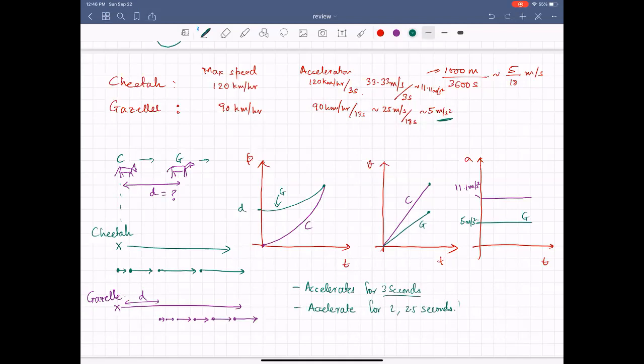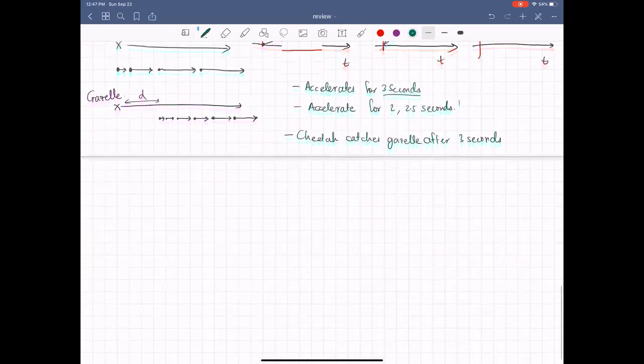The assumption that you have to make is that the cheetah catches the gazelle after 3 seconds, and this corresponds to the maximum distance, right? You cannot choose more than 3 seconds because beyond that the cheetah cannot accelerate, and at least according to the description of the problem, it says that the cheetah catches the gazelle during the period when both of them are accelerating. Okay, so let's actually try to calculate that.